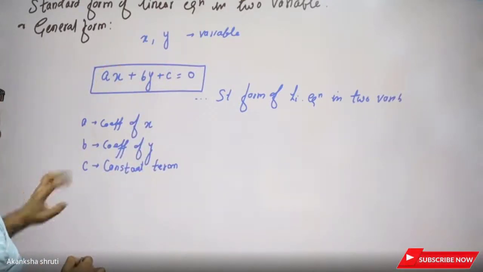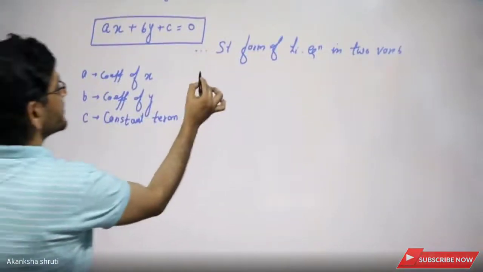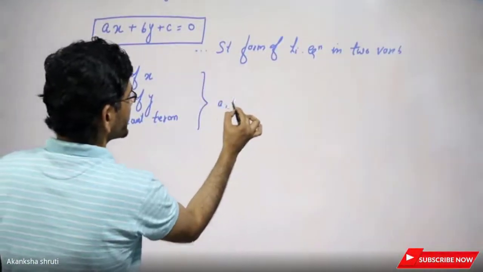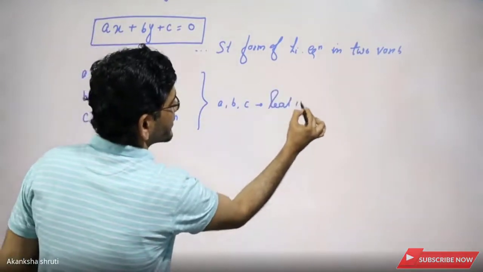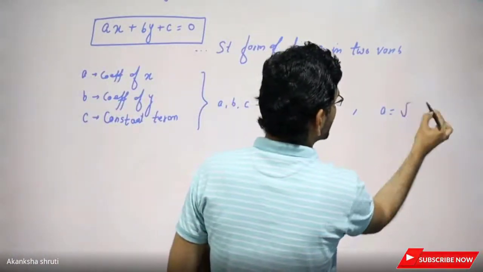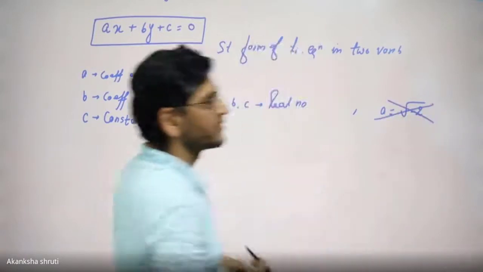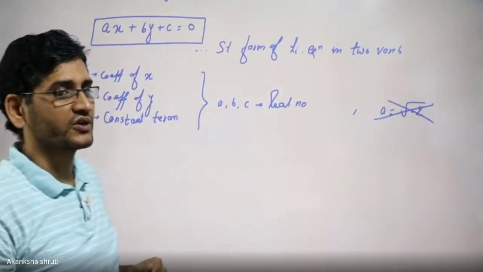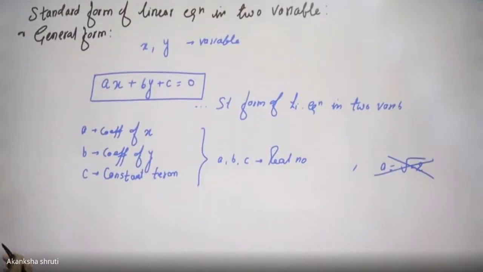Students, here this a, b, c must be real. This we have to keep in mind. a, b, c must be some real number. It means we shall not consider a as the square root of minus 2, because the root of a negative is a non-real or complex number. That we will learn in higher standard. So this is the condition.